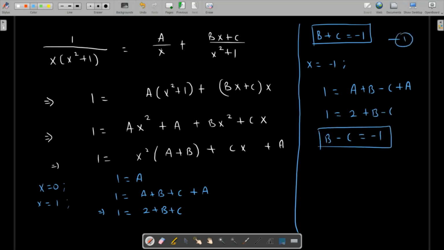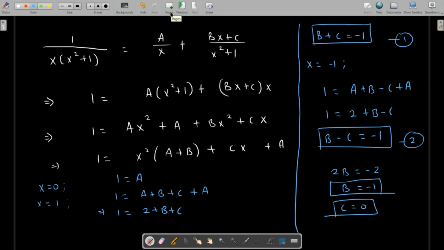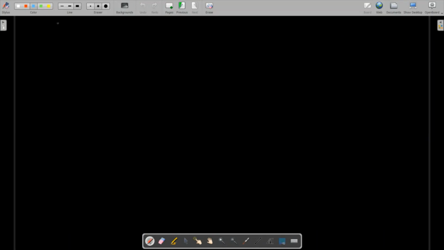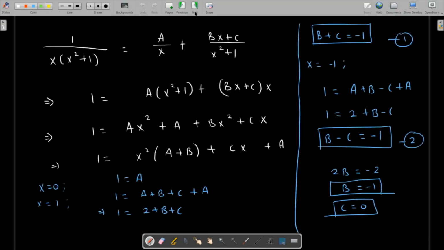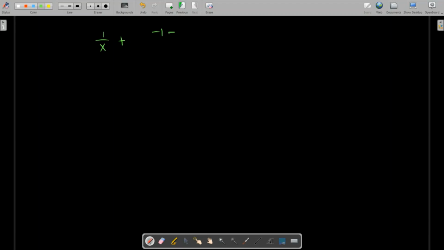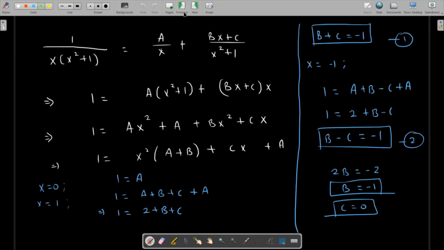From the first and second equations, if you add both, I'm going to get 2b as negative 2, because c and minus c cancel, which means that b is negative 1. And if b is negative 1, then c is equal to 0. So the partial fraction is going to look like a over x, which means it's 1 over x, plus bx plus c, so the b is negative 1, negative 1 x plus 0 over x squared plus 1. So that's how the partial fraction is going to look.